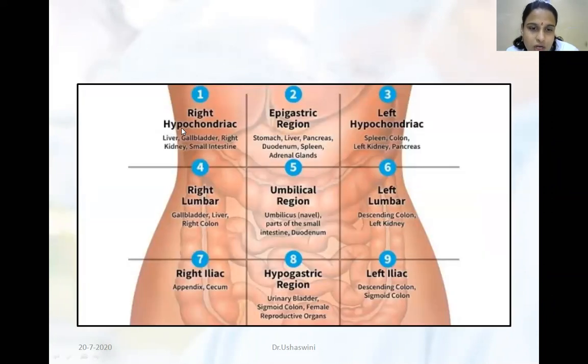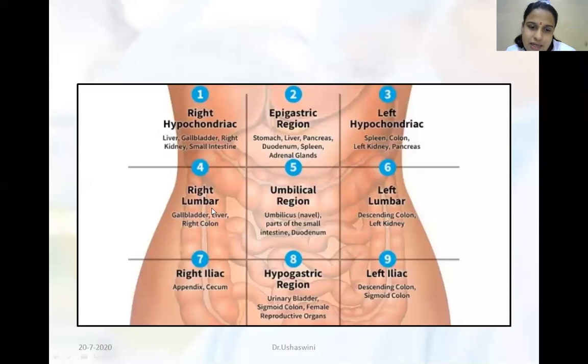To have a glimpse of the various organs that are present normally in each region: the right hypochondriac region has the largest major part of the liver, the gallbladder, right kidney, and a part of the small intestine. The epigastric region has mainly the stomach, the left lobe of the liver, pancreas, duodenum, spleen, and adrenal glands. The left hypochondriac region again has mainly spleen, colon, that is the splenic flexure of the colon, left kidney, the adrenal, and the tail of the pancreas. The umbilical region has mainly parts of the small intestine and part of the duodenum.